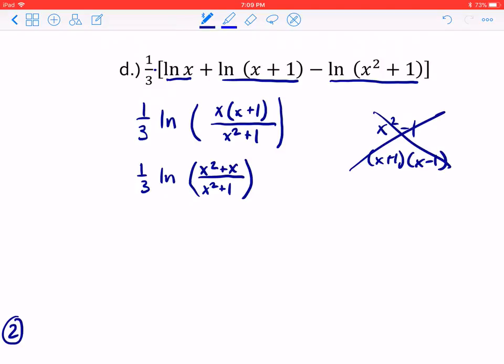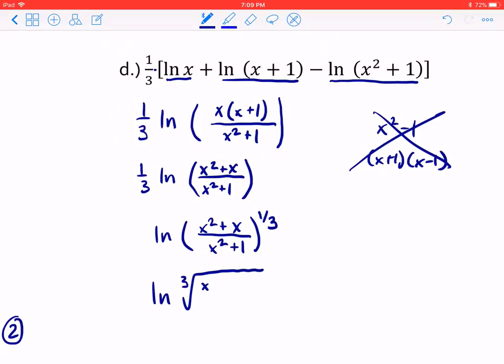The 1/3 could go up top, so this gives you ln of the quantity x squared plus x over x squared plus 1, to the 1/3. And then let's see if this isn't a square root because we have a 1/3, but this is going to be the 3rd root of x squared plus x divided by x squared plus 1. And of course, we've condensed this down into one logarithm, so that's how you condense logarithms.